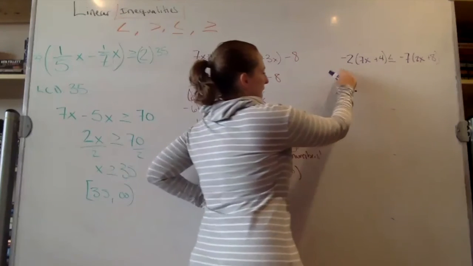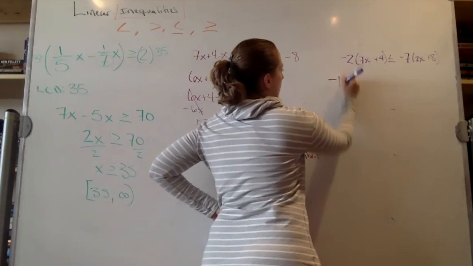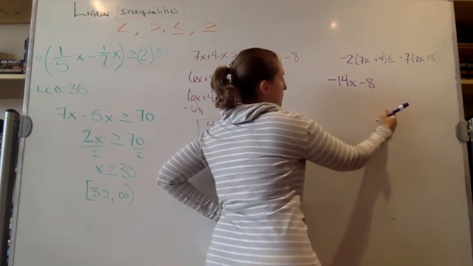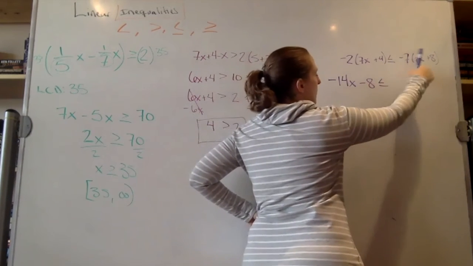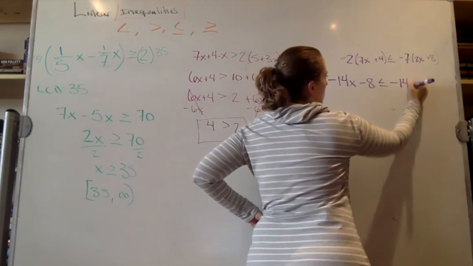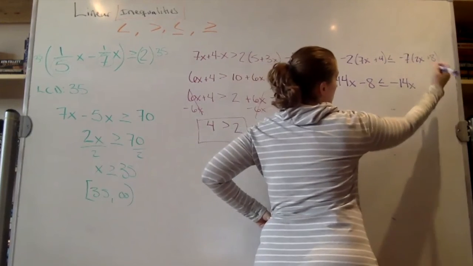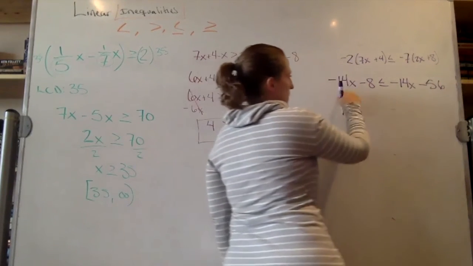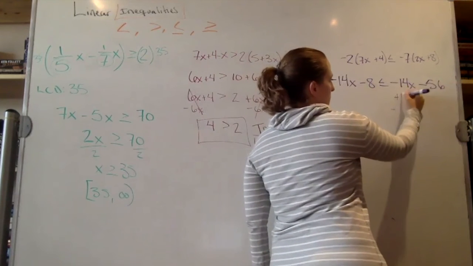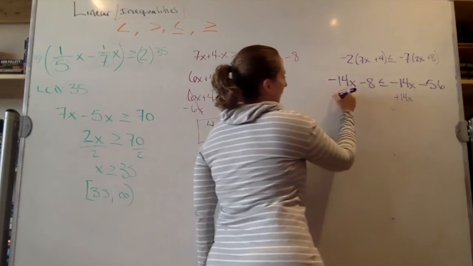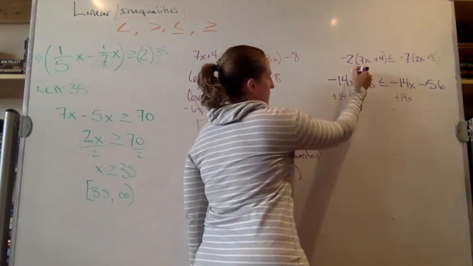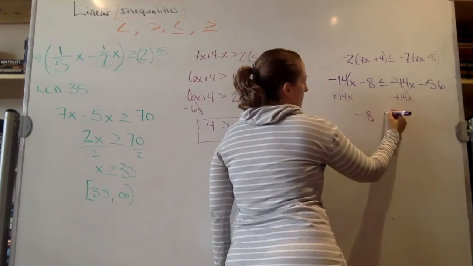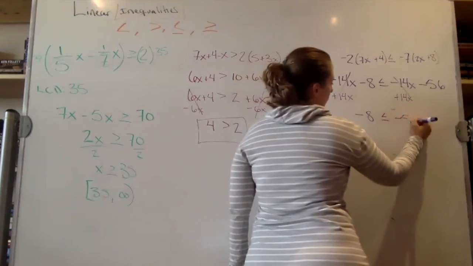I'm going to distribute. Negative 2 times 7x is negative 14x. Negative 2 times 4 is negative 8. Less than or equal to. Negative 7 times 2x is negative 14x. Negative 7 times positive 8 is negative 56. Okay. I notice I've got negative 14x on both sides. What do we think is going to happen? Well, if I add 14x to both sides, my 14x's cancel, and I'm left with negative 8 is less than or equal to negative 56.